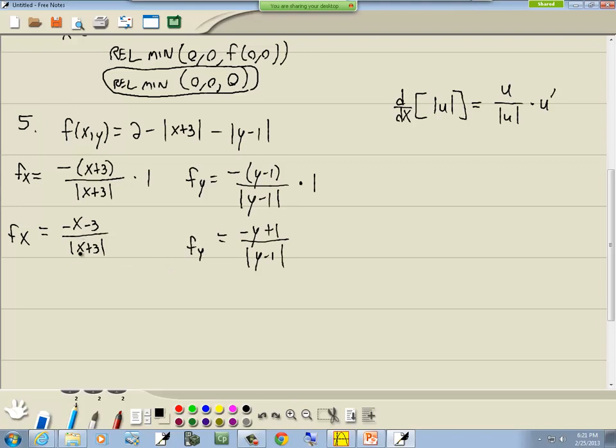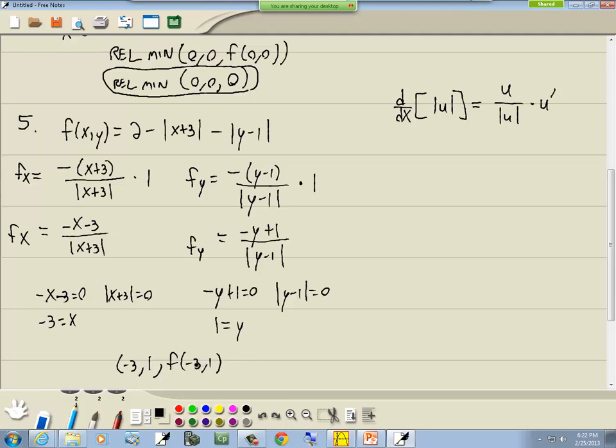Now, again, we have a fraction, so it's that top part equals 0 and the bottom part equal to 0. Like this. Now here I take negative x over, and we get negative 3 is equal to x, which is actually the same thing this would give us. Here I'll take negative y over, and we get y is equal to 1, which is the same thing as this would give us. So our critical point is going to be at negative 3, 1, and then f of negative 3, 1.